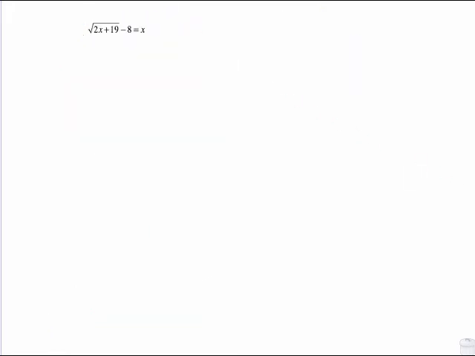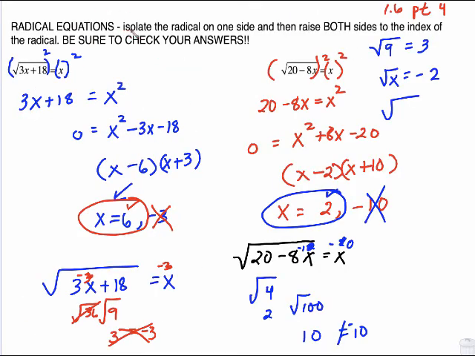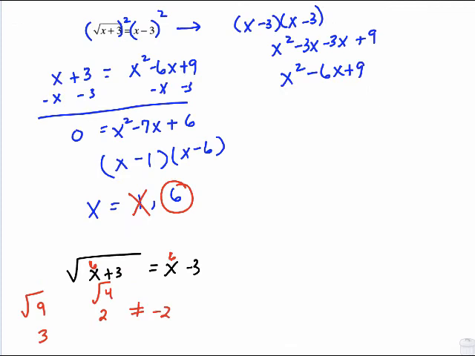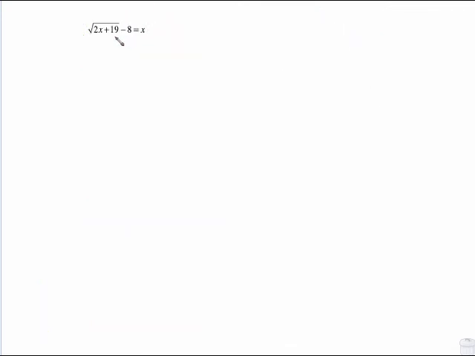This one's just a teeny bit different, and that is because we want to have the radical isolated. Remember these directions over here, it says isolate the radical on one side. Well, the first several examples already had the radical isolated on one side. But over here, that radical is not isolated, so we need to move the 8 over to the other side. Now the radical is isolated. 2x plus 19 equals x plus 8. We are ready to square both sides.